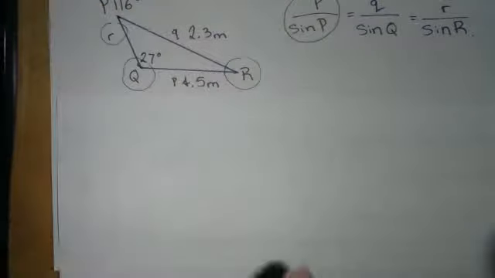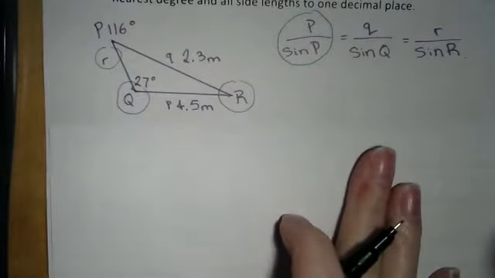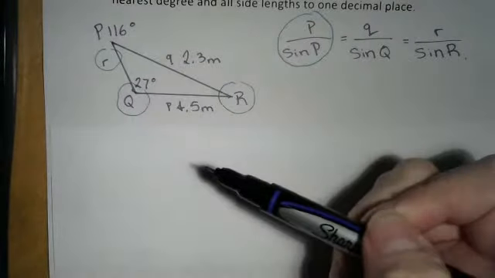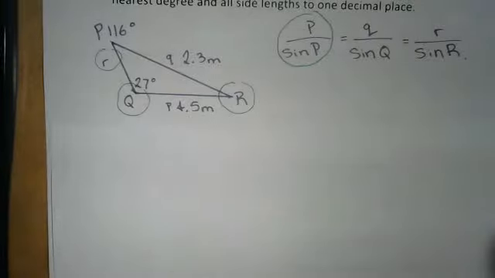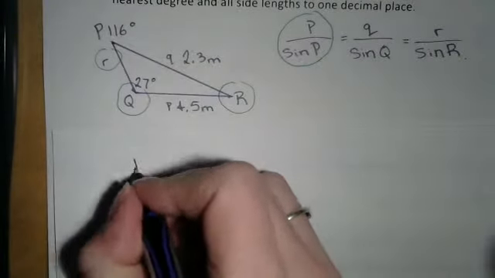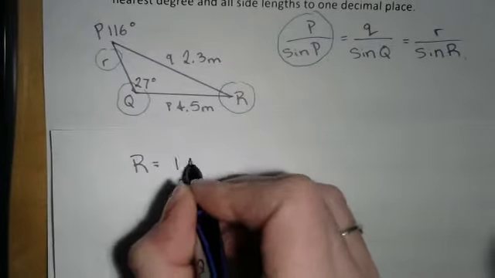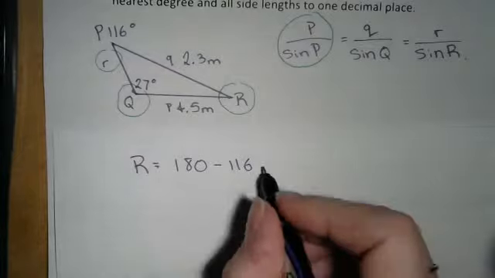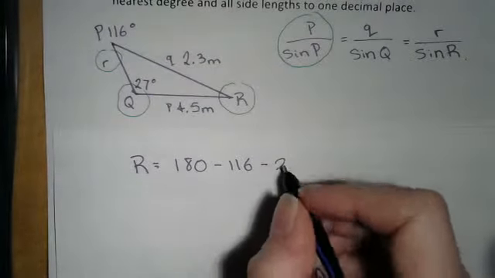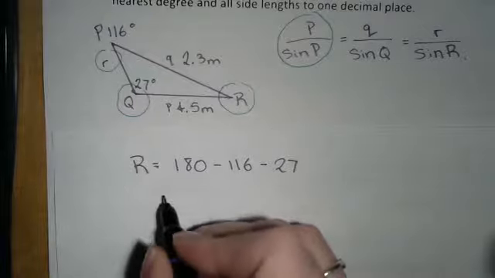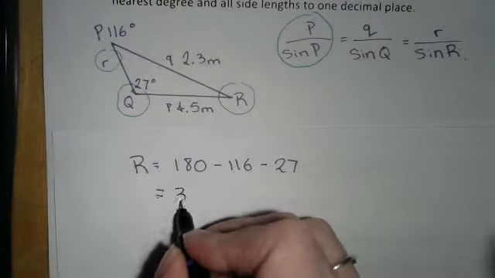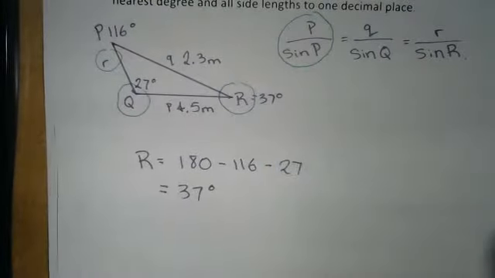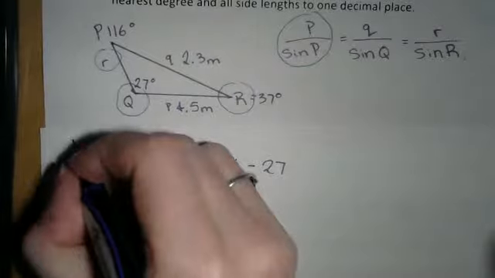Okay, let's do the next one. The next thing we're going to find, you have to think about it a little bit, is now we have two angles in the triangle. So we're going to take 180. Angle R is going to equal 180, subtract 116, and subtract 27, because it's that remaining angle in the triangle. So that equals 37 degrees. That one was nice and quick. That was to find R.